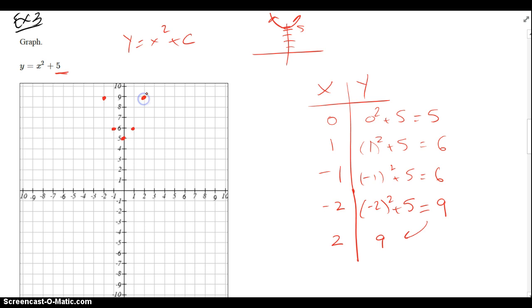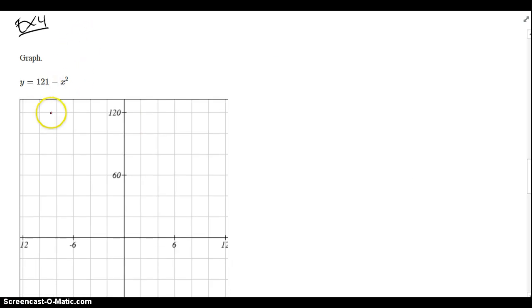So at negative 2, I'm up at 9, and at positive 2, I'm up at 9 as well. Then I draw my parabola through those 5 points. And again, there's my parabola, and we know what the vertex is. The vertex can easily be read at 0, 5, because it was shifted up 5 units. And the axis of symmetry is x equals 0 again, going right through the y-axis. Okay, example 4, graph y equals 121 minus x squared.